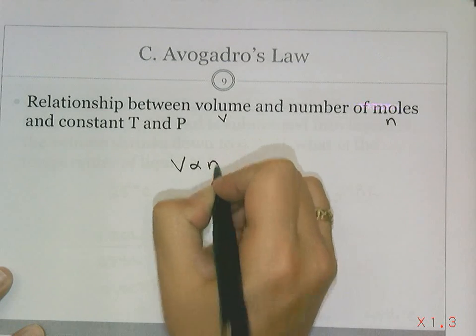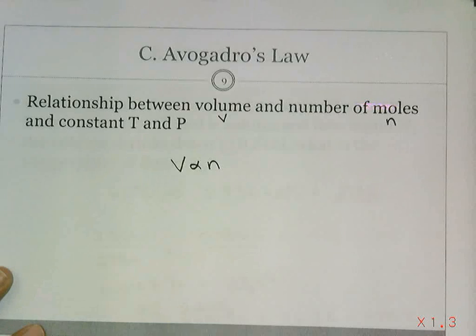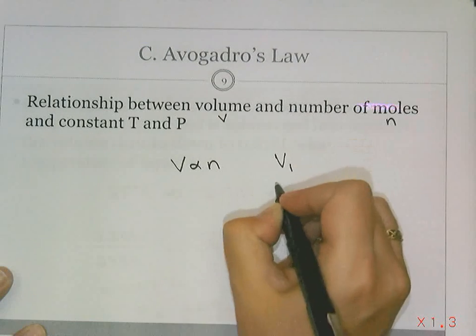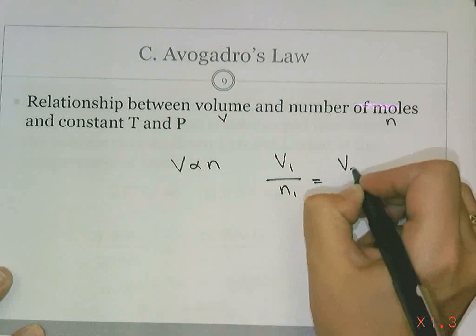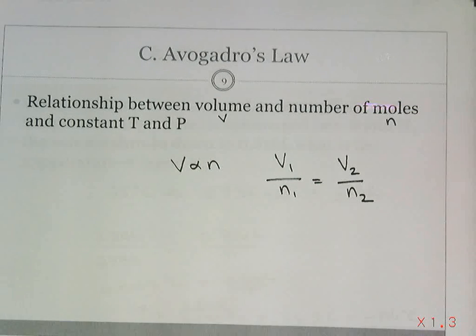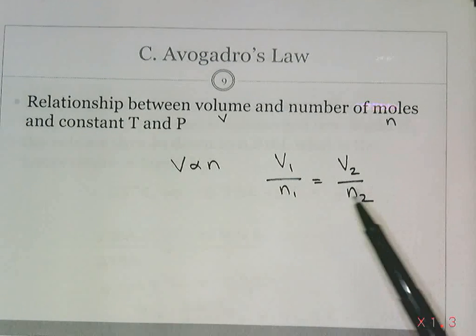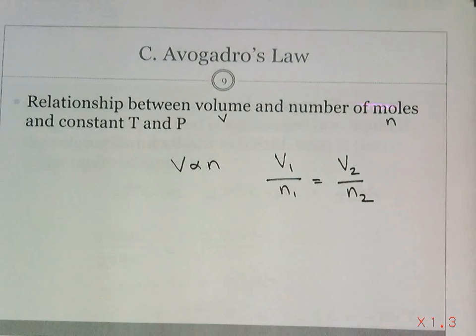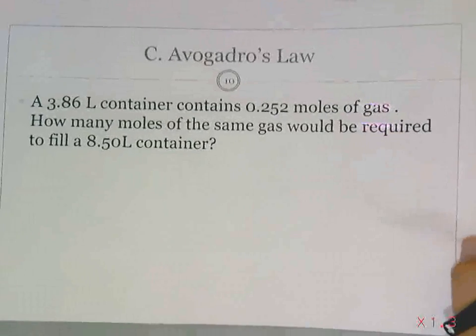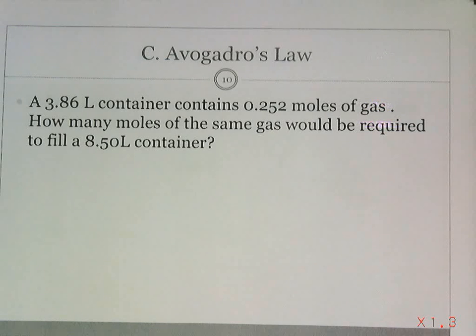So it's going to look very similar to Charles's law that we just did, where V1 over N1 is V2 over N2. So as the volume of the balloon increases, the number of moles that are in there must have also increased. So looking at a practice problem, let's say I have a 3.86 liter container with 0.252 moles of gas. How many moles of the same gas would be required to fill an 8.5 liter container?